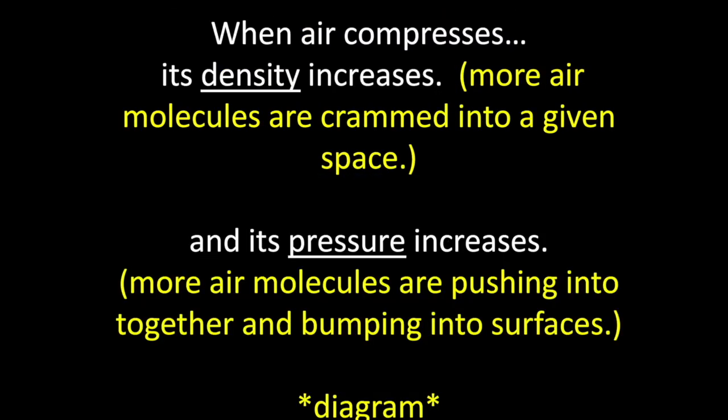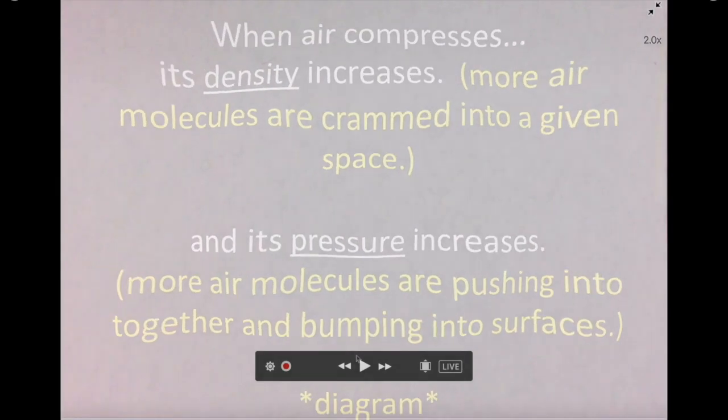When air compresses, its density increases. That means when it compresses, when it's pressed together, you have more molecules of air in a given space, so its density goes up. More air molecules are crammed into a given space, and its pressure increases. That means that it's pressing outward harder because they're getting pressed together further. They're all moving around. So more air molecules are bumping into surfaces, okay?